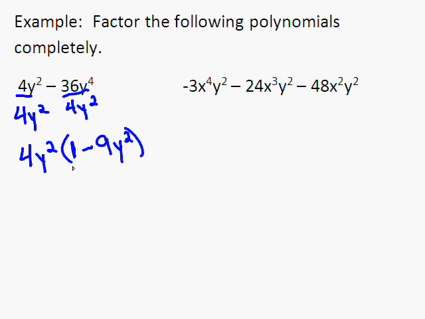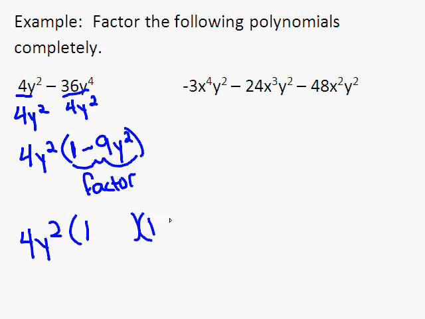Then we're going to look inside of the parentheses as if this is a brand new problem, and see, can we factor the inside of the parentheses any further. If you remember, the inside of the parentheses is a difference of squares. So the way we factor that is we take the square root of 1, which is 1, and that becomes our first term in our two sets of parentheses. Then we take the square root of 9y squared, which is 3y. And we get plus 3y and minus 3y.